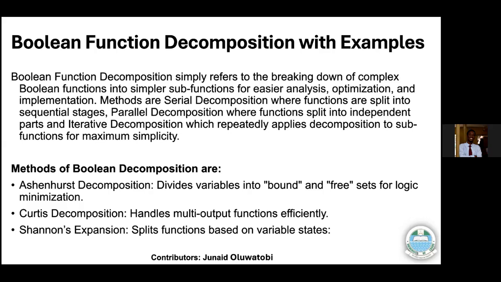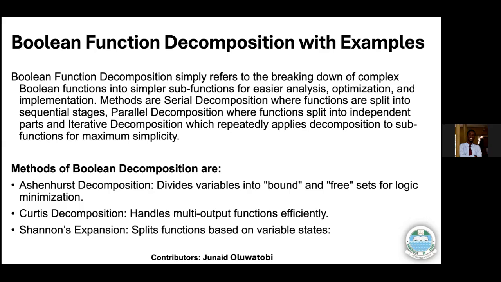Then you also have a couple of other methods of Boolean decomposition, which is first of all Ashenhurst decomposition, which divides variables into bound and free sets to optimize logic functions, which at the end of the day reduces circuit complexity and creates compact designs to minimize resource usage in your machine or combinational logic.